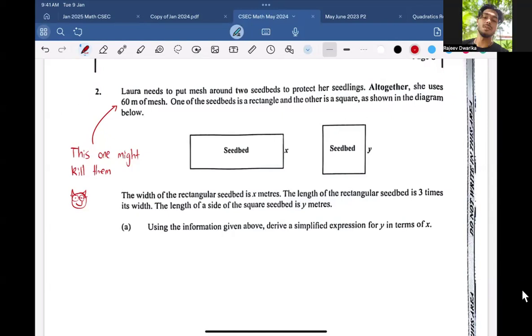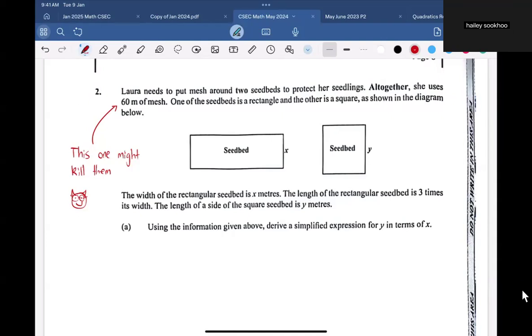So what we had to do is look out for information we could use to form our equation. Did they give any information here we could use to make our equation? Read the question again. You can probably start from altogether. Altogether, she uses 60 meters of mesh.